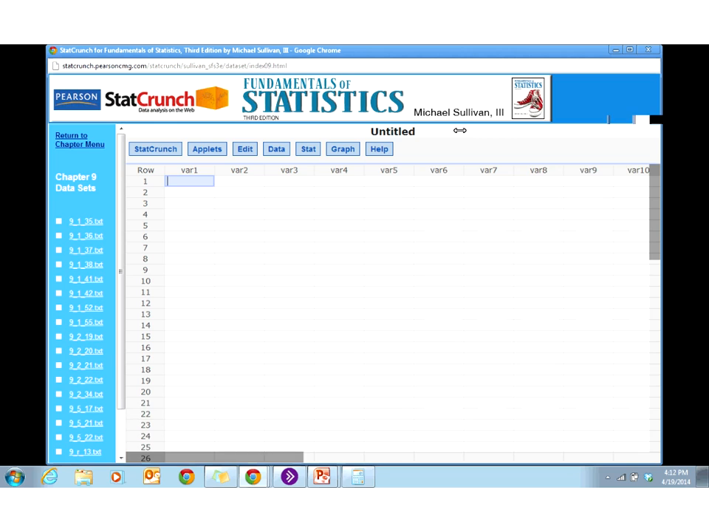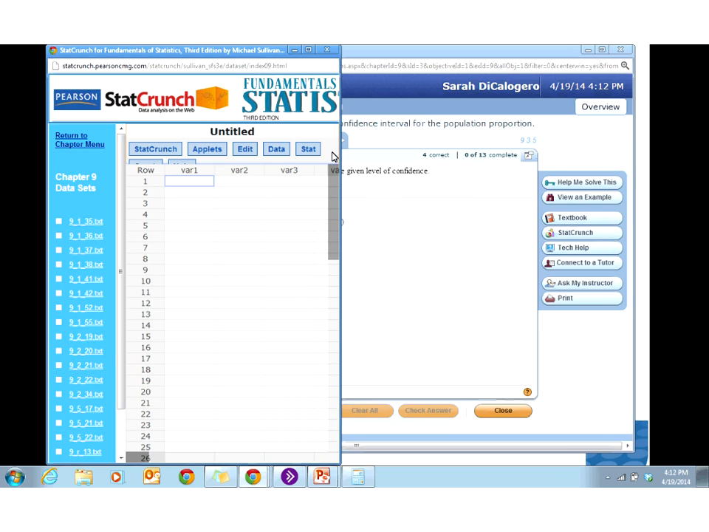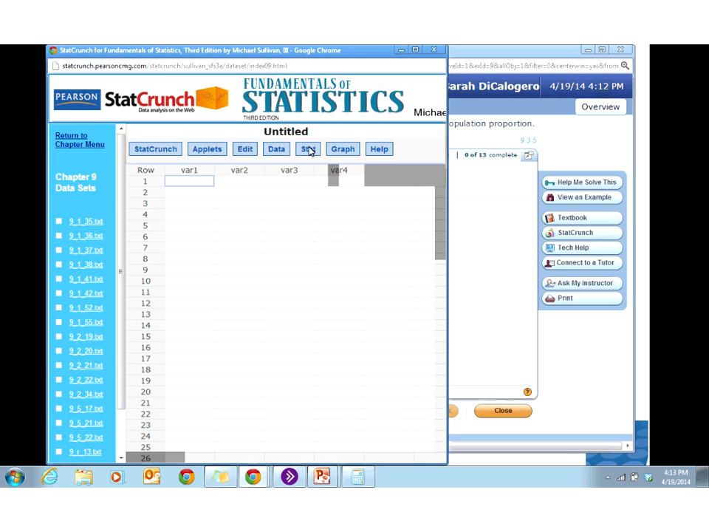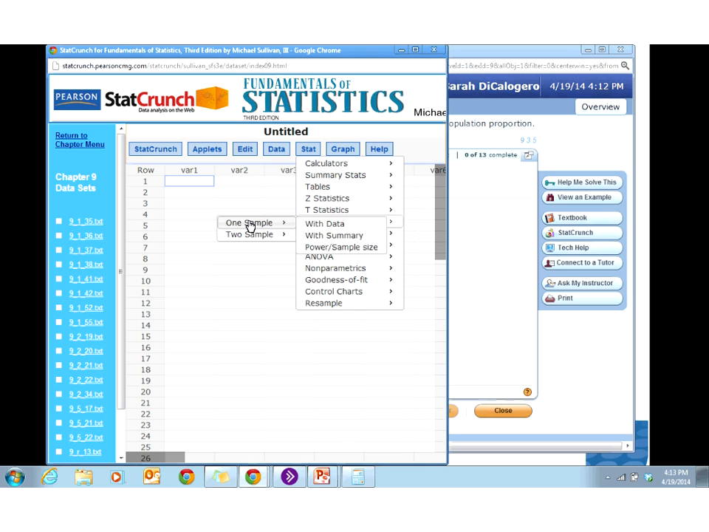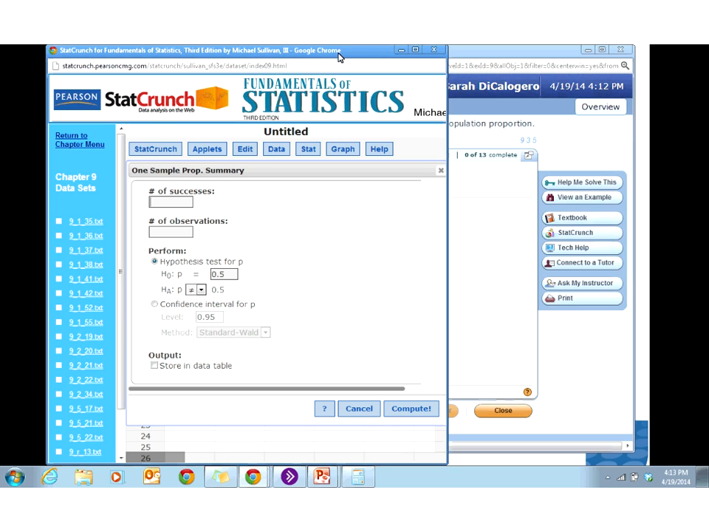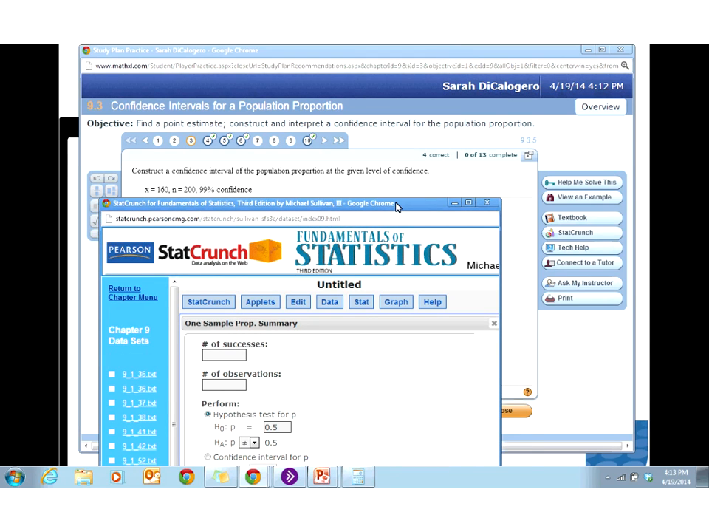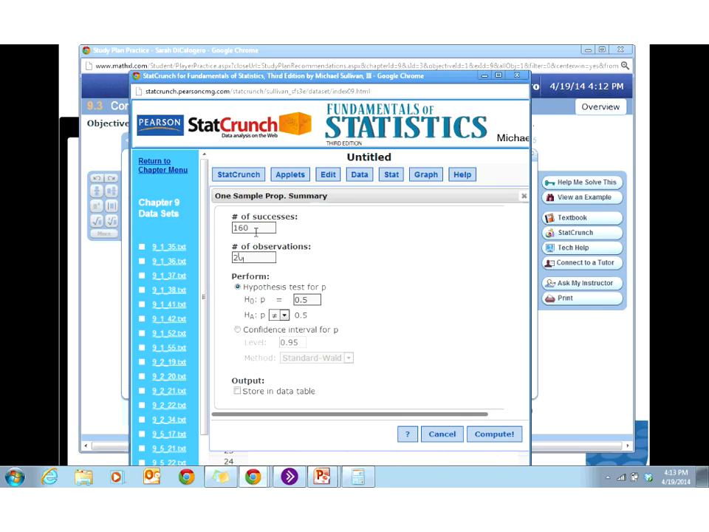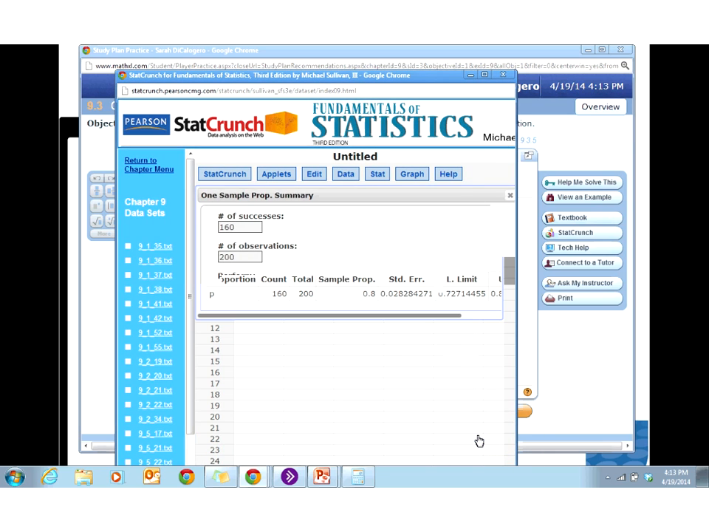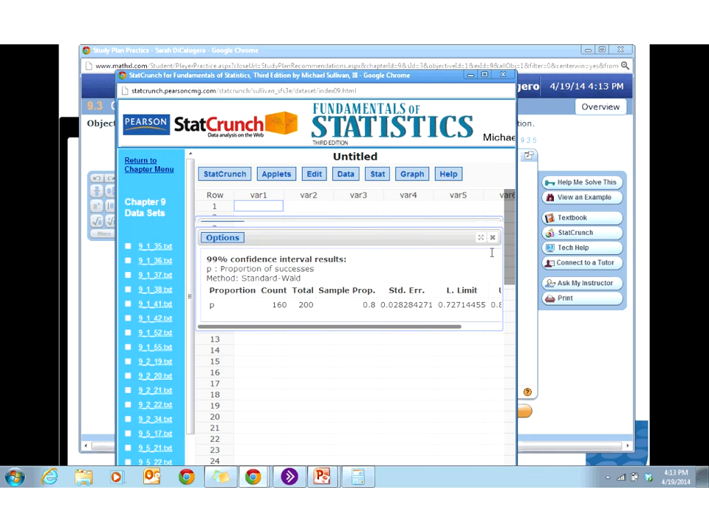So we go right to StatCrunch. Stat, make this too small, sorry. Stat, proportion, one sample. Again, proportion, one sample with summary. From our problem, the number of successes is 160 and the N is 200. We want a confidence level at 99%. Make sure to verify our data one more time. And we simply hit compute.